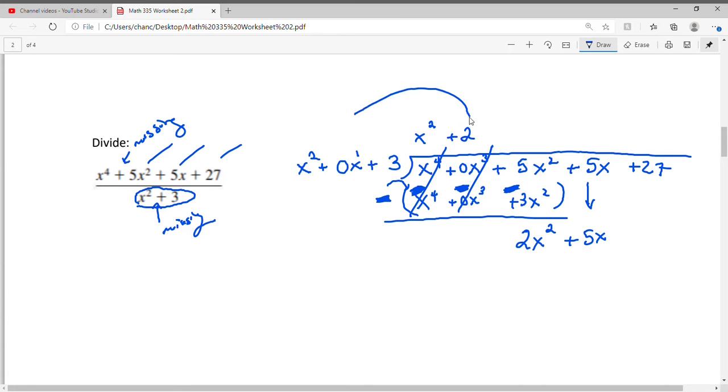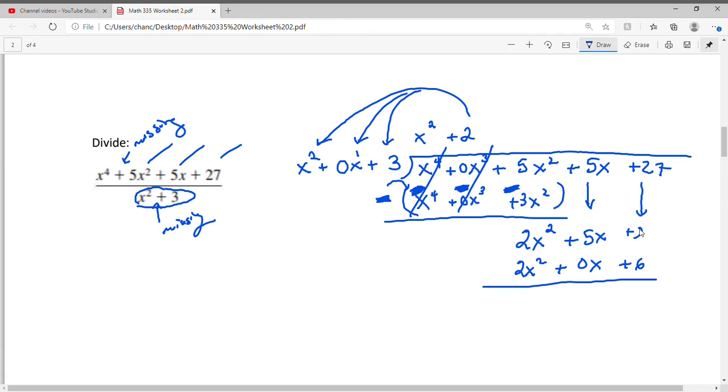So we'll multiply the 2 times our divisor again. We have 2x squared. 2 times x squared gives me the 2x squared. 2 times 0x gives me 0x. 2 times 3 gives me the 6. Alright, so we distribute. And I made a mistake here. I forgot to bring down the 27, so I'll bring that down now. And then we're going to subtract.